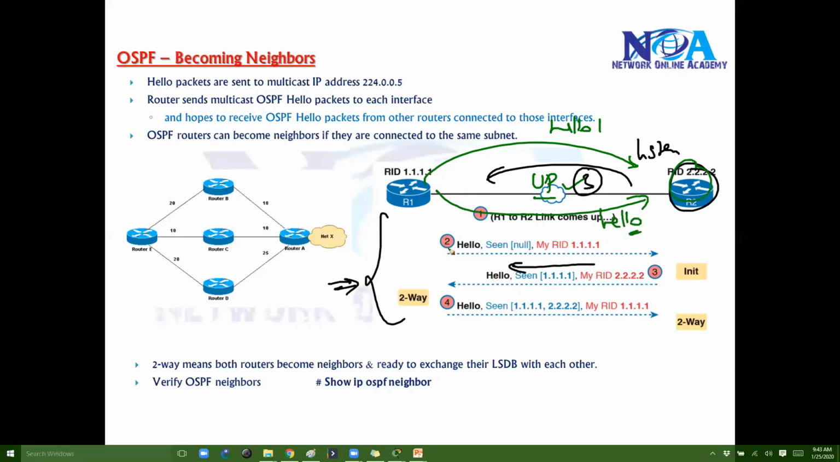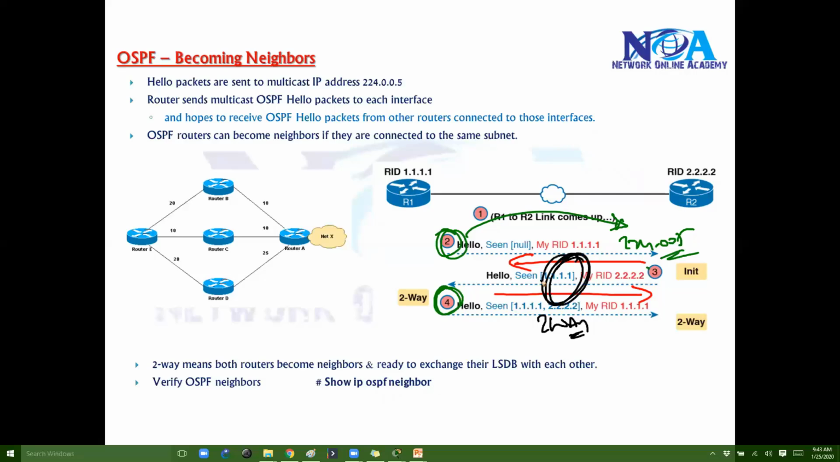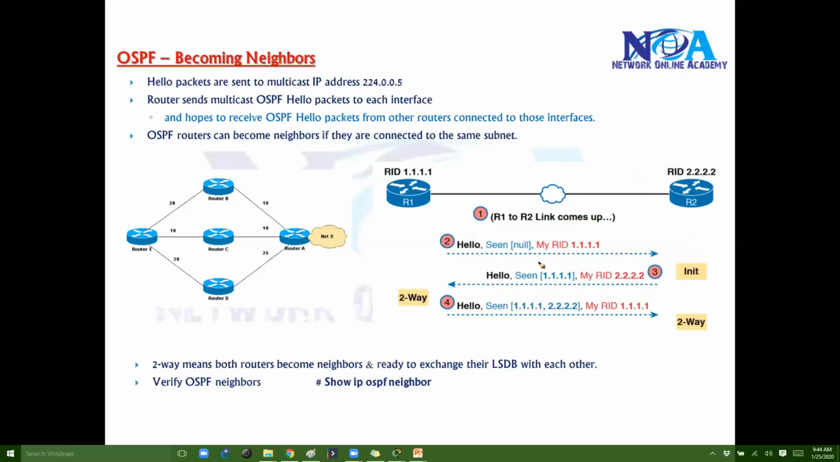So you can see here router 1 is actually sending a hello two times, because the first time it sent, it didn't identify anyone. It is on a multicast address, and the other router listens and replies, and then router 1 replies back. So that becomes two-way. Now if you remember, I said two-way means bidirectional hello messages being sent, and when this happens, both the routers become neighbors.